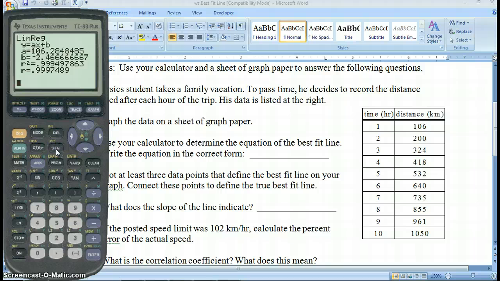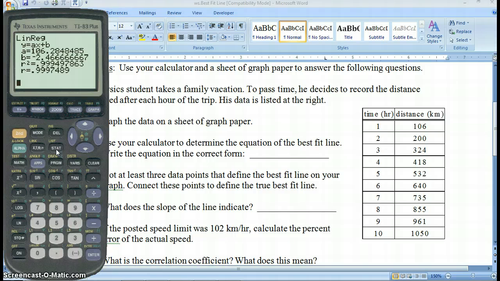Alright, so I just hit enter for linear regression, and so I have it in the form of y equals ax plus b, where y and x are the two variables. A in this example is the slope. I know you're used to using m, but the calculator uses a. B is going to be the y-intercept. You're used to using b already, so it's nothing new really, it's just a different way of looking at the same equation. So the slope is 106.28, the y-intercept is negative 2.46, our r-squared value is 0.99, and our r value is 0.99.